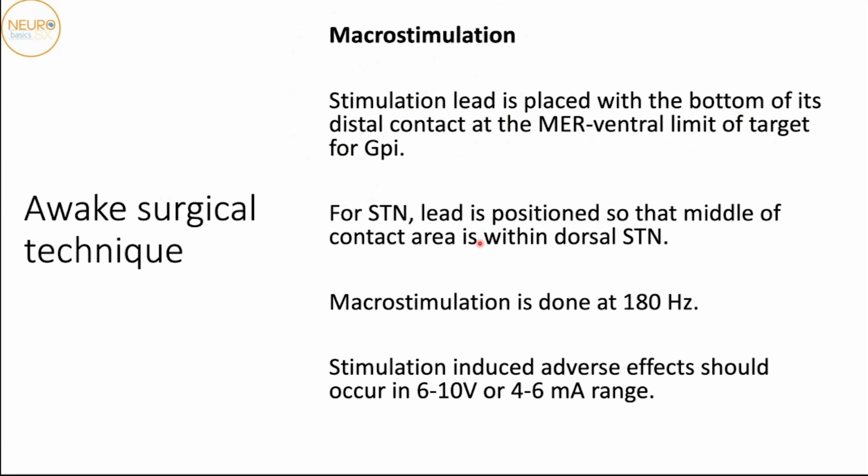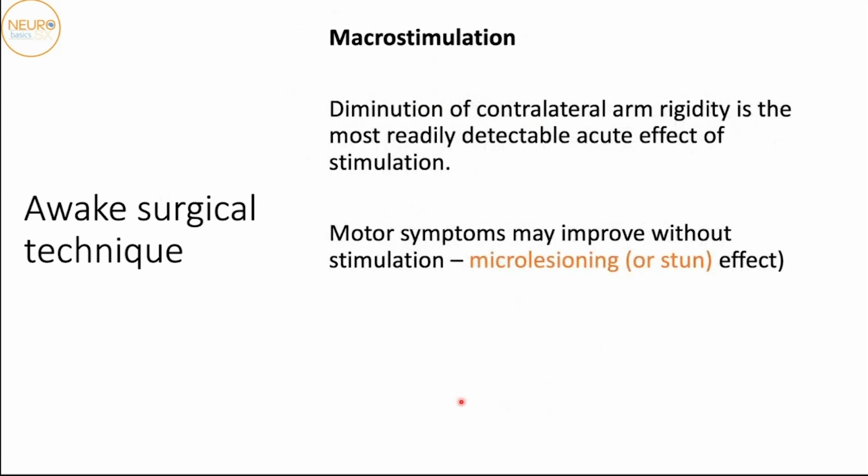GPI readings. For STN, the lead should be positioned in the middle of the dorsal STN. Following that, stimulation will be done at 180 hertz. And if you are looking for adverse effects, you have to stimulate at least to 4 to 6 milliamperes or 6 to 10 volt range to look for side effects before you can conclude that there are no side effects and you're in the right target.